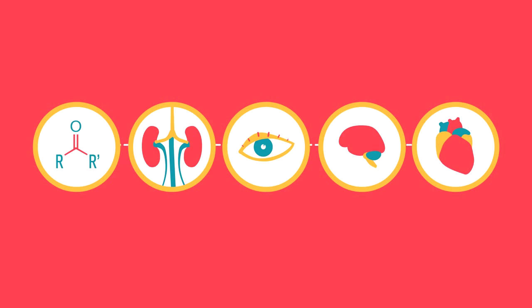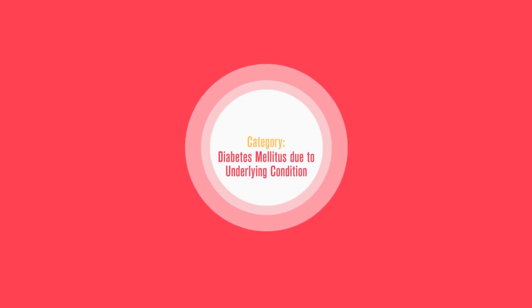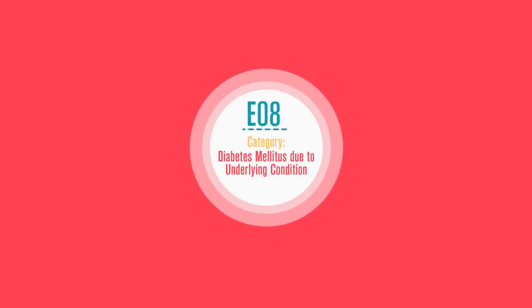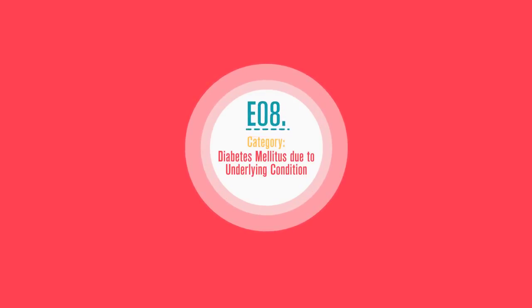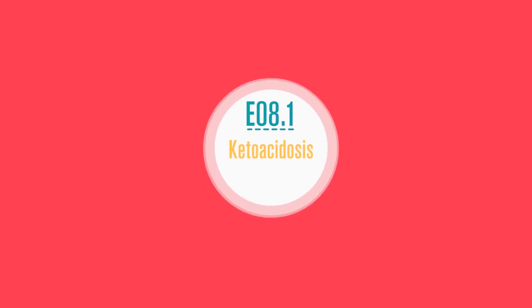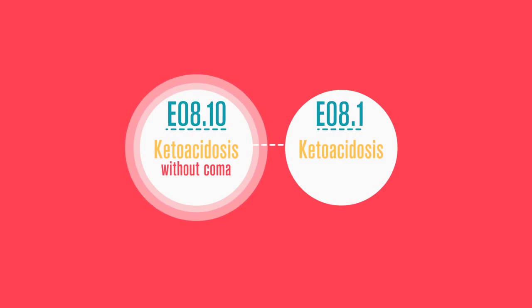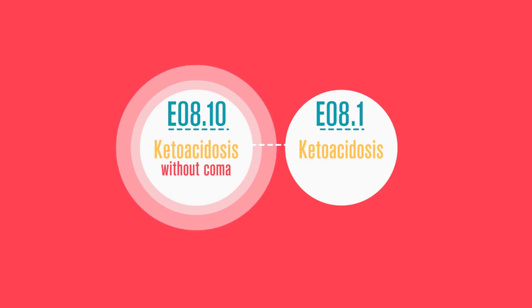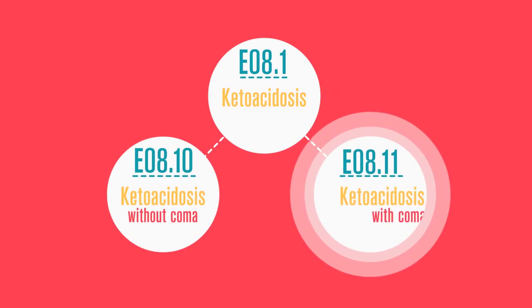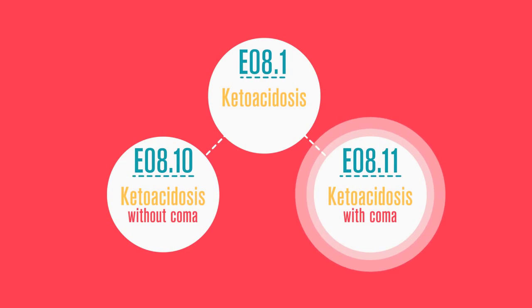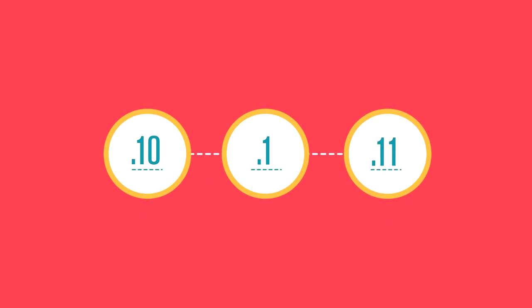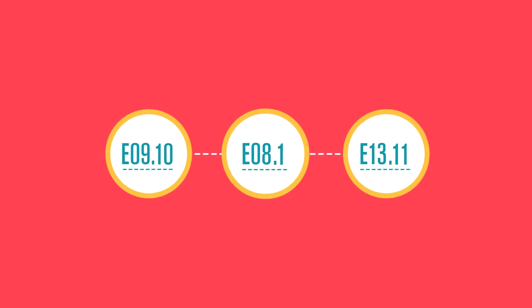Let's say a patient has diabetes due to an underlying condition. That's code E08, followed by a decimal point. Next come the details in the form of subcategories, starting with the 4th digit. Ketoacidosis, for example, has a 4th digit of 1. To add even more detail, a 5th digit of 0 is ketoacidosis without coma, and a 5th digit of 1 is ketoacidosis with coma. These subcategories stay the same, no matter what type of diabetes is being described.